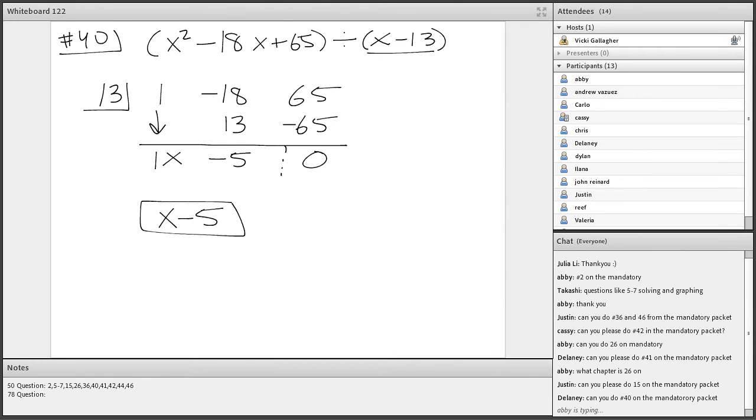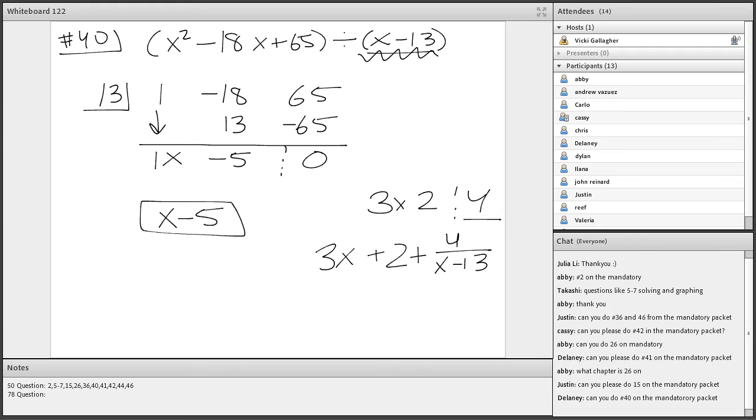Don't forget if there was a remainder. So if we got like 3, 2, 4, we would write 3x plus 2. And then the remainder gets added at the end, and it goes on top of a fraction. And you put this thing on the bottom of the fraction. So that's what you would do if there was a remainder.